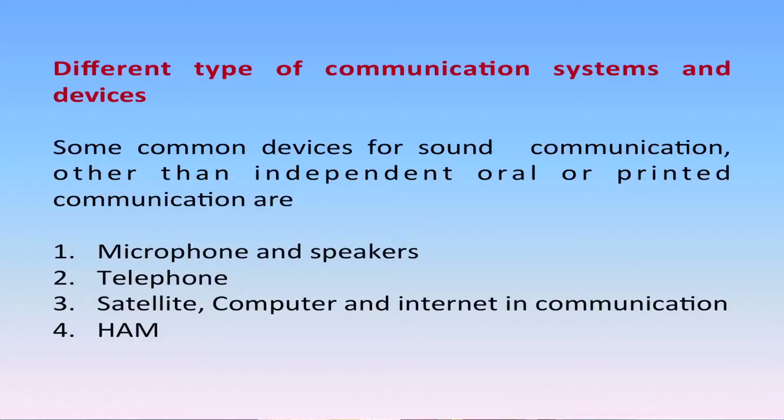Let us discuss about different types of communication systems and devices. Some common devices for sound communication other than independent oral or printed communications are microphones and speakers, telephone, satellite, computer and internet in communication, and ham. Let us discuss about microphone and speakers. The microphones, mic, and the speakers are very common equipments.